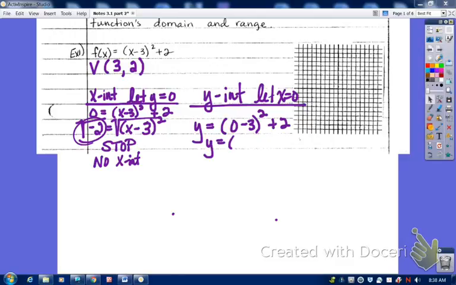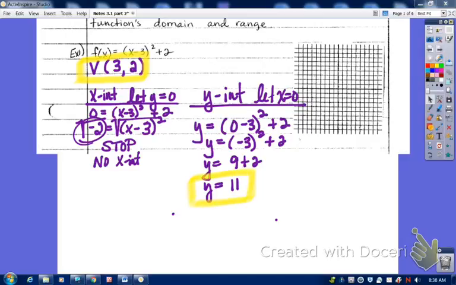So I would do the parentheses first. 0 minus 3 is negative 3. And then what would I do next? Square the negative 3 and get a positive 9. And then add 2. And then I would find out that my y-intercept is 11. So these are some things that I know about my parabola. I know that the vertex is at 3, 2. I know that my parabola is going to cross the y-axis at positive 11.